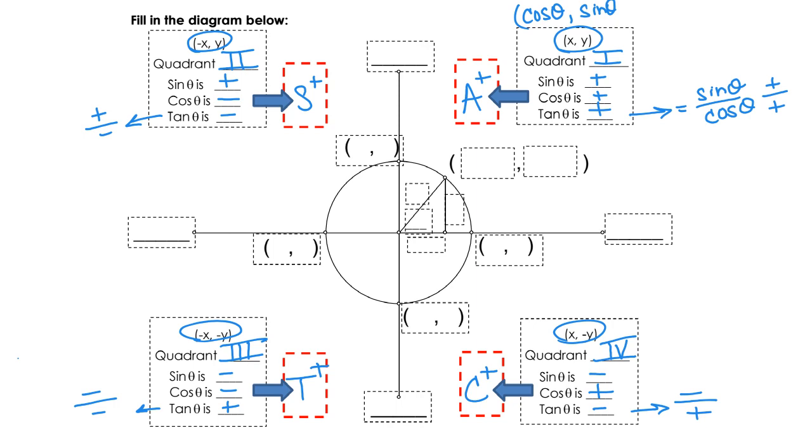Let's go ahead and label our landmark angles. So we have 0 degrees, 90 degrees, 180 degrees, we have 270 down here, and then making it back is 360 degrees. If we go the negative direction, this could be negative 90 down here, negative 180, negative 270, and then negative 360.